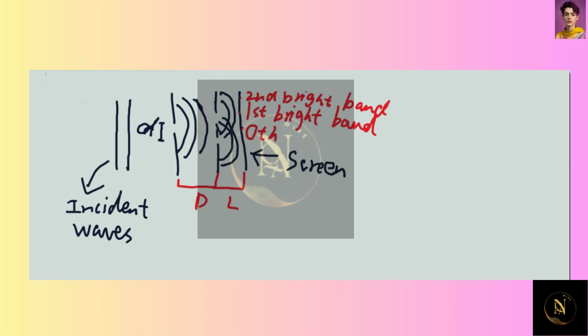As you can see, I marked the first bright band from the zeroth band, and the distance between the zeroth band to the first bright band is the first spatial separation, and the second spatial separation is from the zeroth band to the second bright band. So that's the graph I got for the first question.